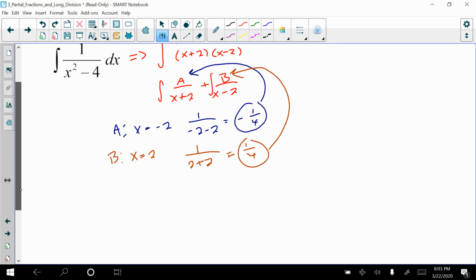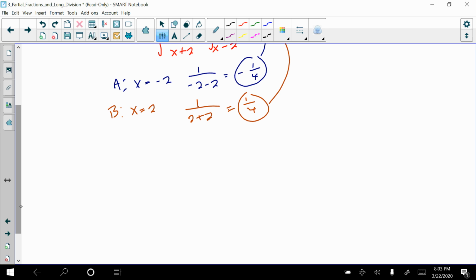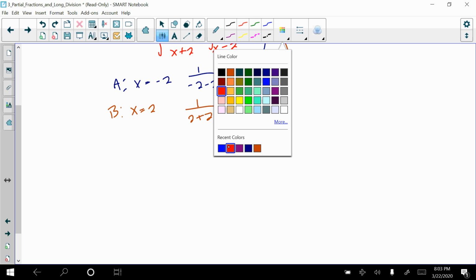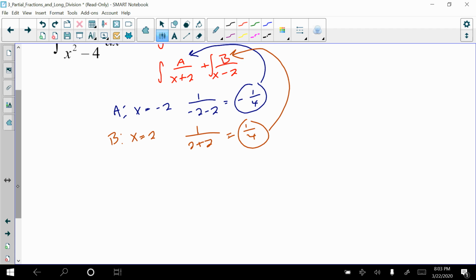And when I do, and let me go back to my original color here, I think I was using red. When I substitute here, I'm going to get the indefinite integral of A, which in this case would be negative 1/4 over x plus 2 dx, plus the indefinite integral. And now we're going to look at B. So B became a positive 1/4 over its denominator of x minus 2 dx.